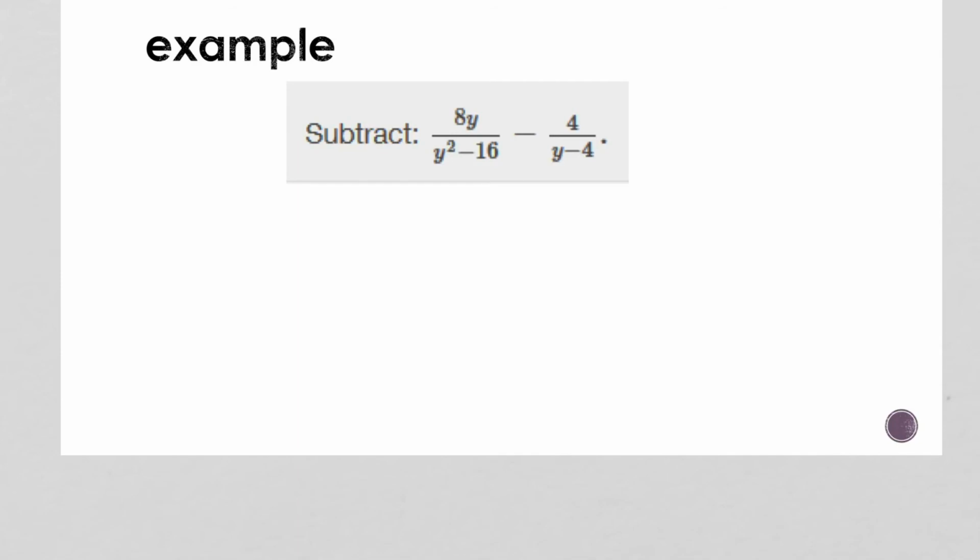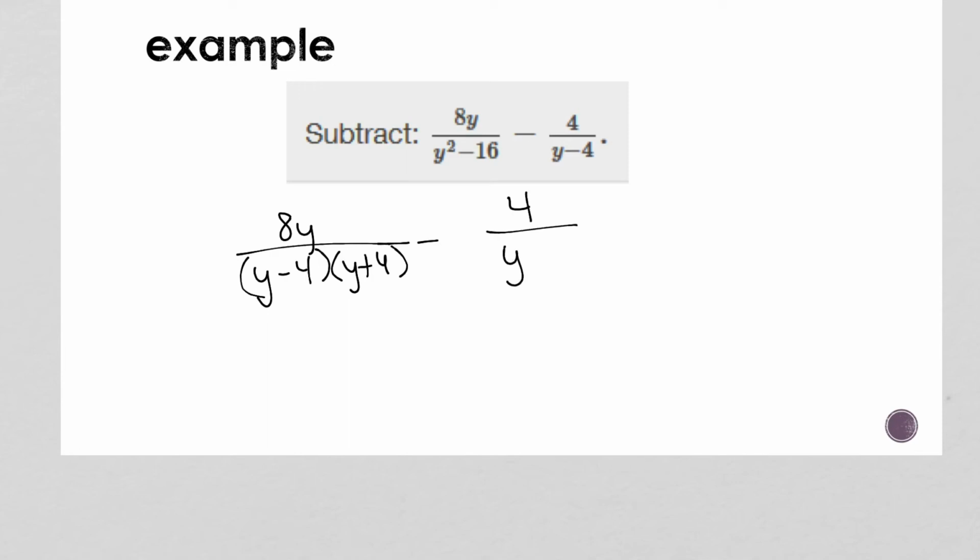Okay, let's take a look at this one. I'm going to rewrite these in their factored form. So I've got 8y over y minus 4 and y plus 4. Okay, minus 4 over y minus 4. Okay, so what is our common denominator? Our common denominator has to have these match, so it needs one of those, and it needs one of those. Okay, remember, denominators can only get bigger. They can't get smaller, all right? So our LCD is y minus 4 and y plus 4.